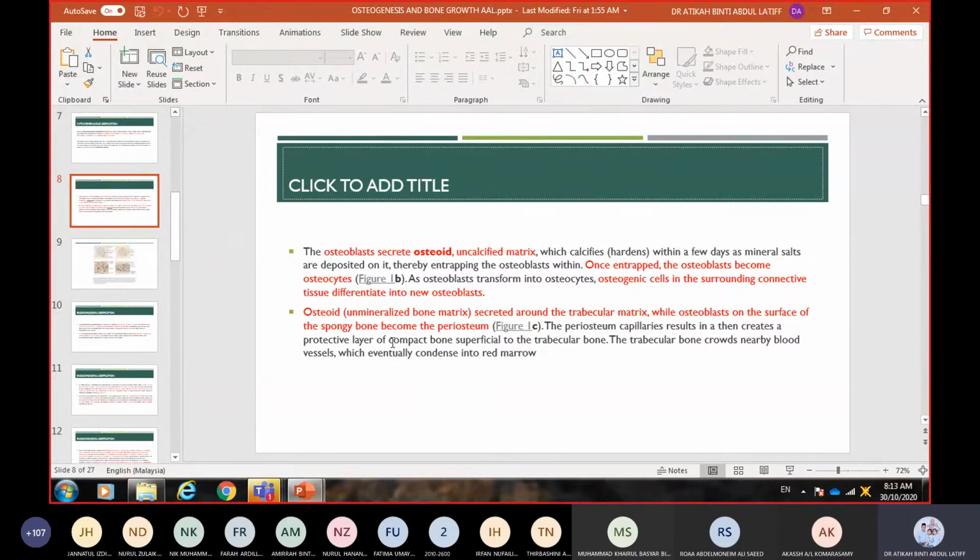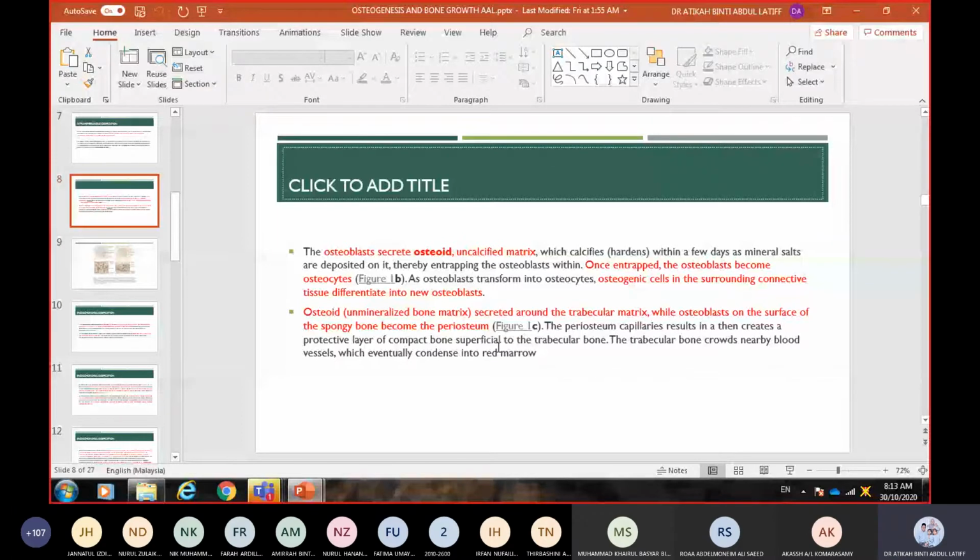Okay, so osteoid is the unmineralized bone matrix secreted around the trabecular matrix, while osteoblasts on the surface of the spongy bone become the periosteum. So basically, the osteoblasts in the two parts of the bone will differentiate into different things. Okay, at the trabecular matrix they become osteoid, but at the surface of the bone they become periosteum. They differentiate to become part of the periosteum.